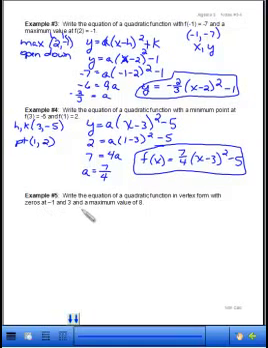And our last example: write the equation of a function in vertex form with zeros. So this has zeros. We know roots. We know root 1 is at -1, 0. And root 2 is at 3, 0. And we have a maximum, that's our vertex value, of 8. Okay, our max is equal to 8.